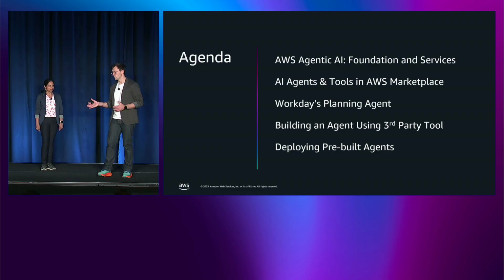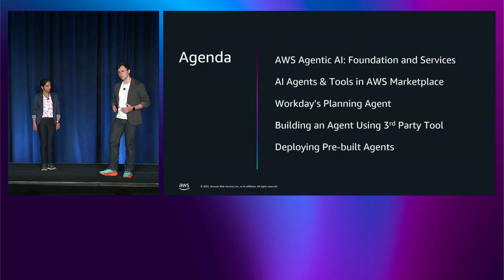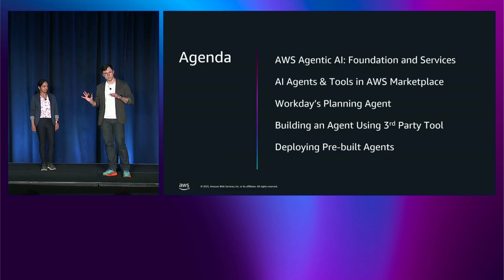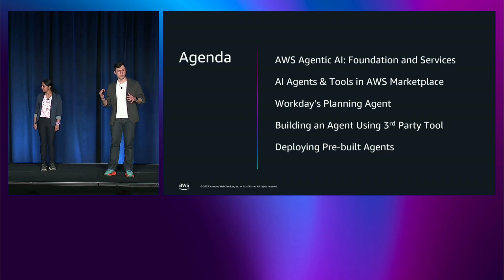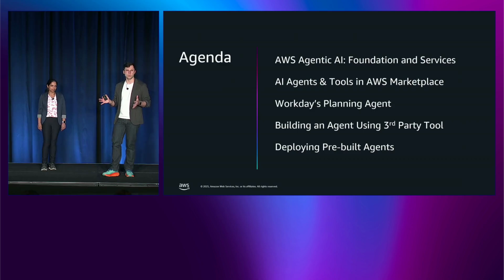After that, I'll pass to Meera to walk us through Workday's example of building the planning agent, so you'll hear some inside stories of what's going well, what's not going well, of building and operationalizing AI. Next, Salman will walk us through a hands-on experience of building an agentic workflow using third-party tools. So you'll see how to get started from zero to a ready-to-go agent. And we will wrap up this presentation with the demo of a pre-built agent, which you can get from Marketplace and which you can deploy in a few minutes. So let's get started. Salman?